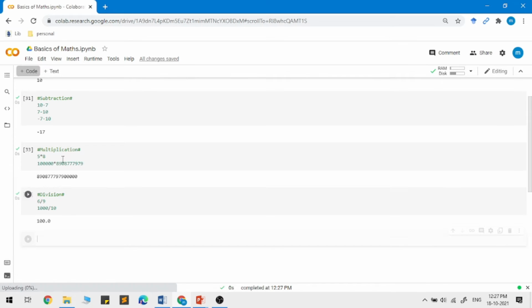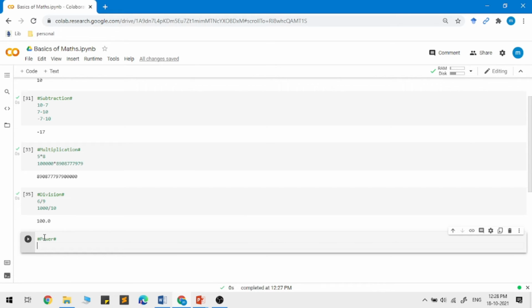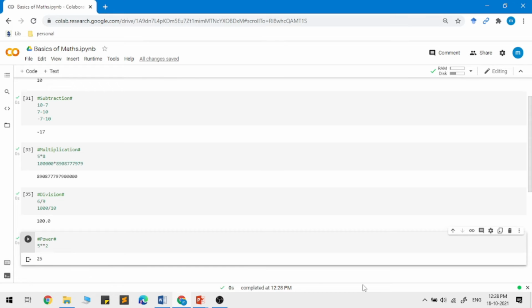So how will you find the power of a number? There are two different ways to find the power of a number. Suppose I am going to find 5 power 2. The double star symbol will give you the power of the number. So 5 power 2 will give you 25.